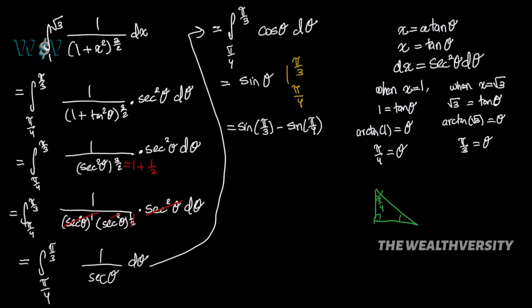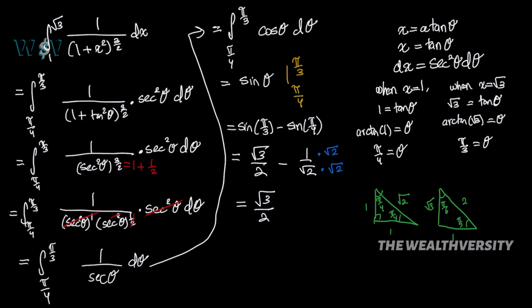And using the two special triangles, we know that sine pi over 3 is equal to the square root of 3 divided by 2, and sine pi over 4 is equal to 1 over the square root of 2. We rationalize the denominator by multiplying the top and bottom by the square root of 2, which gives us the square root of 2 over 2. And since we have the same denominator, we can simplify our answer to be the square root of 3 minus the square root of 2 over 2.